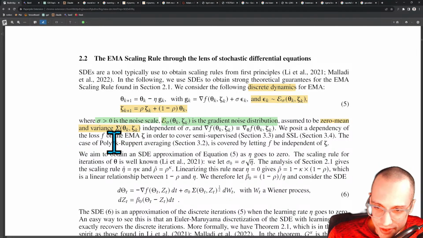The loss f on the EMA zeta in order to cover semi-supervised and self-supervised. We posit a dependency on the loss on the exponential. That's kind of an interesting thing to think about. The case of Polyak-Ruppert averaging is covered by letting f be independent of eta.